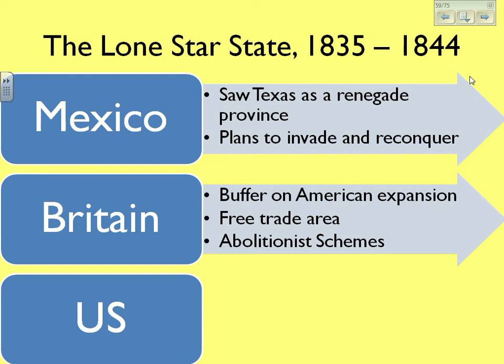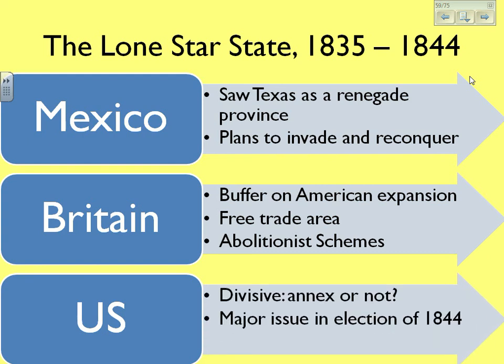For the United States, well, it's very divisive, with many saying it's just a ploy and a plan to expand slavery into new areas, and this issue of slavery and expansion is really starting to come in. It will be a major issue in the election of 1844, which we will very shortly get to, an election between James Polk and, once again, Henry Clay. And the issue of Texas is a major issue in that election.